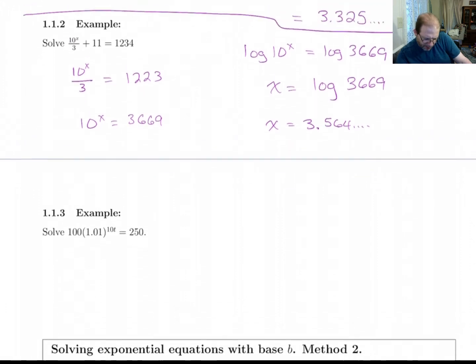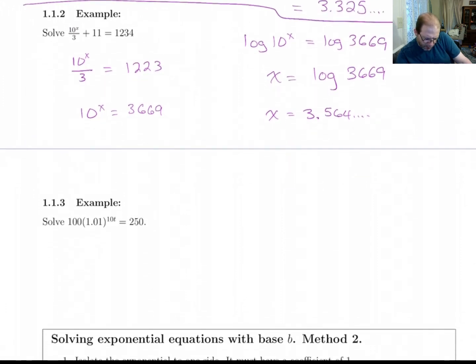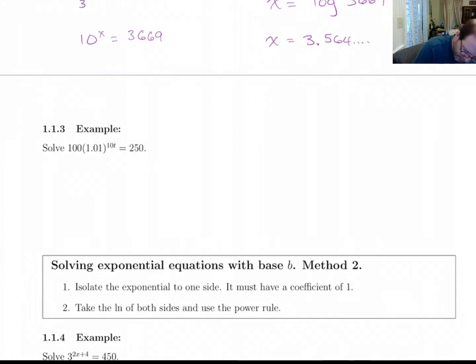Okay, let's look at this problem. 100 times 1.01 to the 10t equals 250. This looks a lot like an equation that might have arisen through an interest problem. But let's solve this. First up, divide both sides by 100. And then you get 1.01 to the 10t equals 250 over 100. You can divide both of those by 50 and you get 5 over 2.